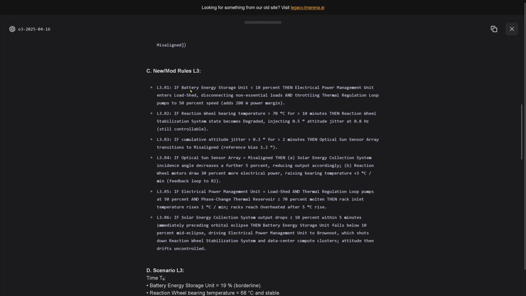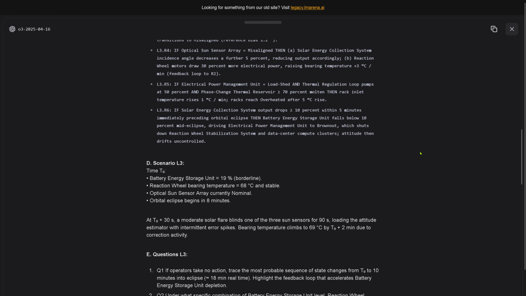So just to give you an idea, you can read it here. If the battery energy storage unit goes below 18%, then the electrical power management unit enters load shed, disconnecting the non-essential loads and throttling the thermal regulation loop to 50% speed, which adds 200 watt of power margin. If the reaction wheel burns, yes. So we have a lot of if-then reactions that we add here.